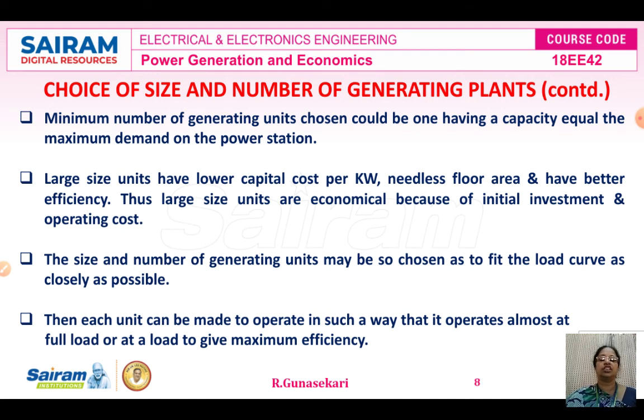How do we choose the size and number of generating units? They should fit the load curve as closely as possible. Based on the load curve, we can select the choice of size and number of generating units. Each unit can be made to operate almost at full load, or at a load that gives maximum efficiency.